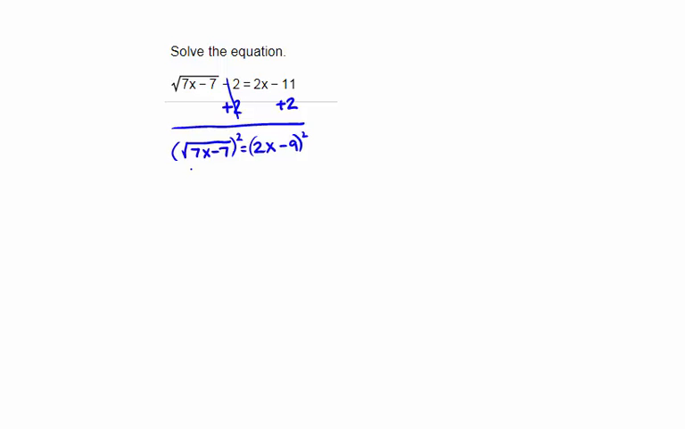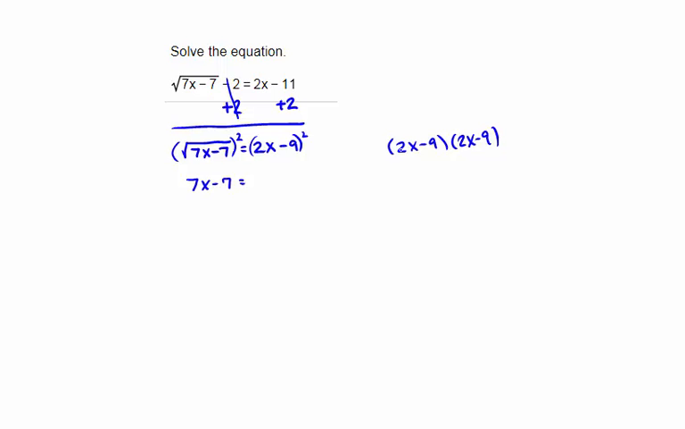So when you square a square root, it kind of cancels each other out and leaves you just what's underneath, which is the 7x minus 7. Now we have to be careful on the right-hand side because we have to remember that 2x minus 9 squared is really 2x minus 9 times 2x minus 9, and it's going to require the FOIL method in order for me to calculate that product.